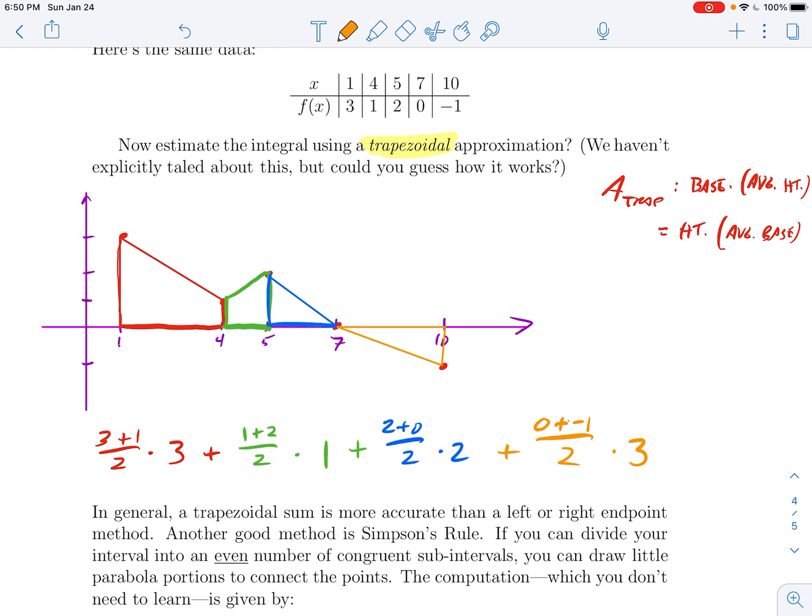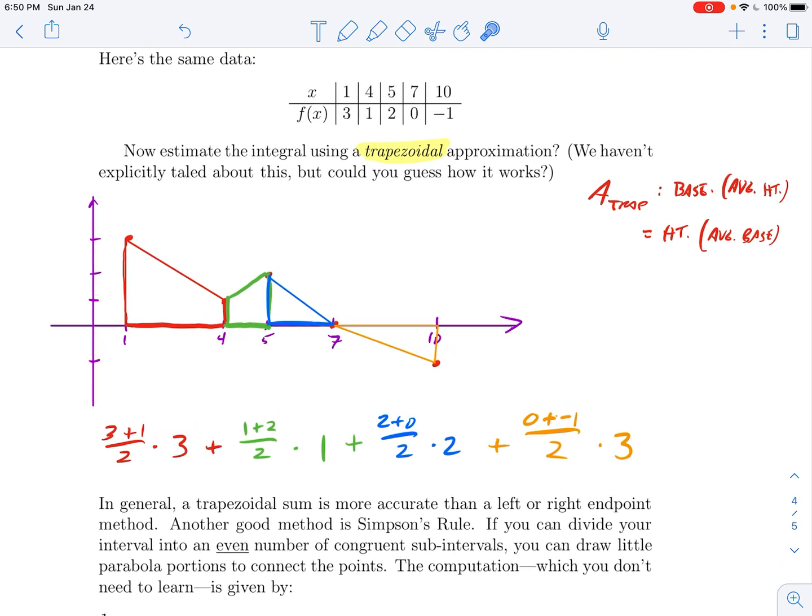Basically, instead of doing left endpoint or right endpoint, we average them. Average the height of the endpoints times the width. This is actually the reason trapezoidal approximation is the same as just the average of left and right endpoint methods. And usually it's more accurate than either one.